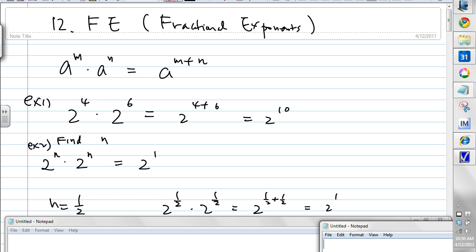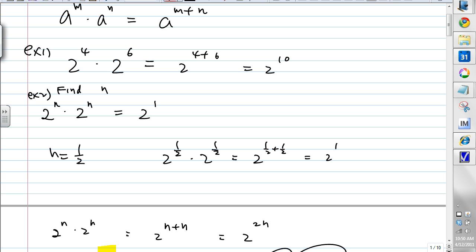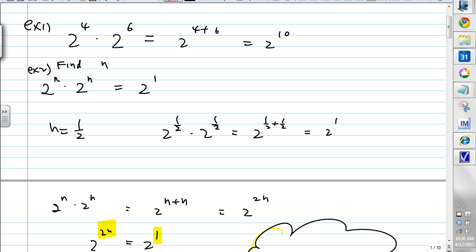So you're right. Now, does anybody know how to get this answer algebraically, using the rules that we learned? Sasha, what did you do? I did n plus n equals 1. Exactly. So you know that 2 to the n times 2 to the n is 2 to the n plus n, which is 2 to the 2n, right? If 2 to the 2n equals 2 to the 1, in order for that to be true, 2n has to equal 1. So you just solve for n.